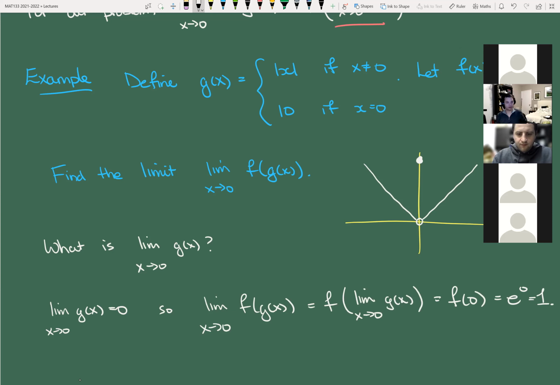So the answer is 1. Why not 10? Right, so again, remember, we're not looking at what x is doing at 0, only what it's doing near 0. So again, pretend that you're walking along the graph. What I'm asking you is, where are you going?